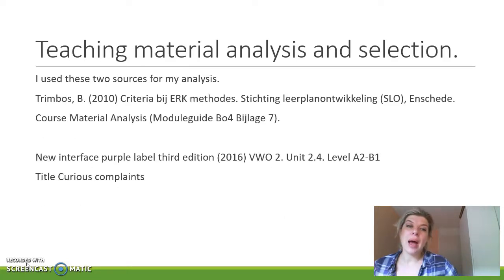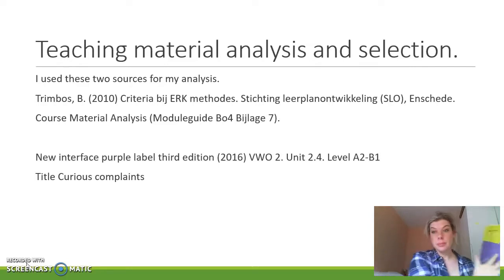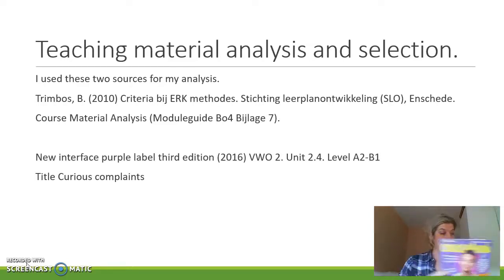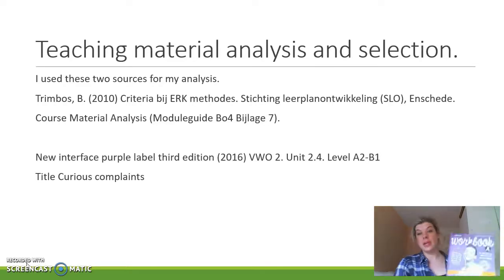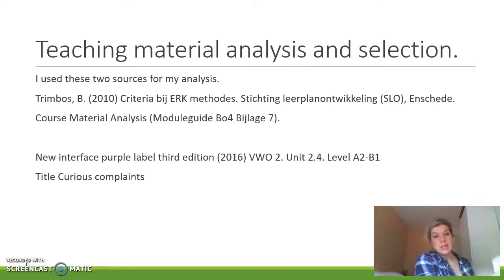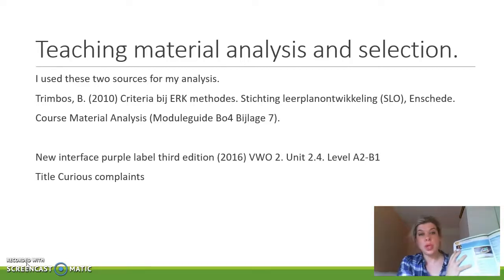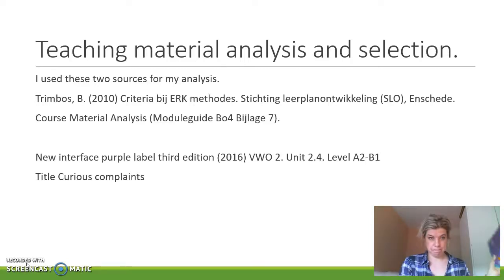So I have used this book. It's called New Interface, purple label. It's the 3rd edition. It's quite a recent edition. It's 2016. It's meant for VWO 2, and I have used the unit level 2.4, which is called Curious Complaints.